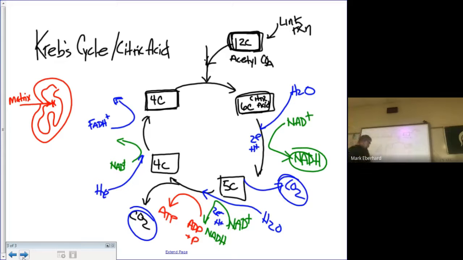Now, this 4-carbon molecule here is not quite the same as this one here, so we've got to do a final step. We're going to do 1 more step, add a little bit more water. We're going to release a couple more pairs of electrons, a couple more hydrogen ions, and again, that's being oxidized. We're oxidizing this 4-carbon molecule, and we're going to reduce NAD to NADH.